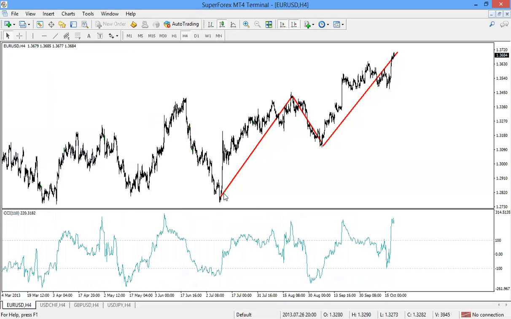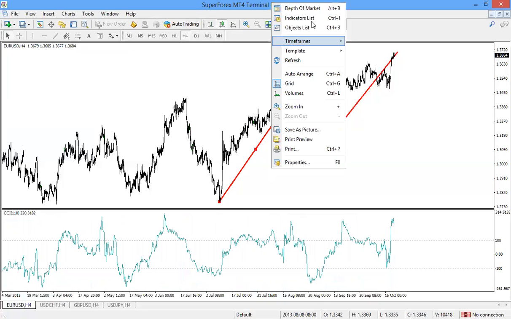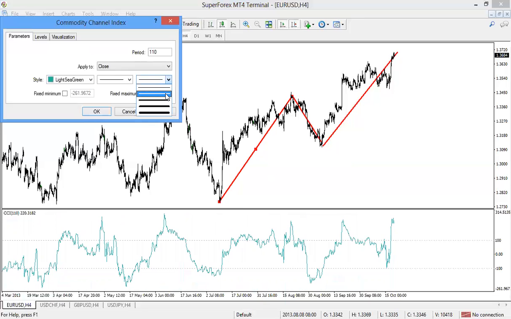The first one, what period was it? It was period 5. Okay. But do you see now when it is on 110? Okay, let us do this also to the CCI. Let us do this.